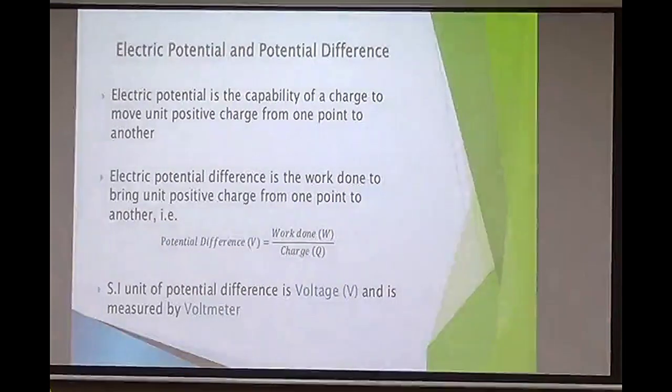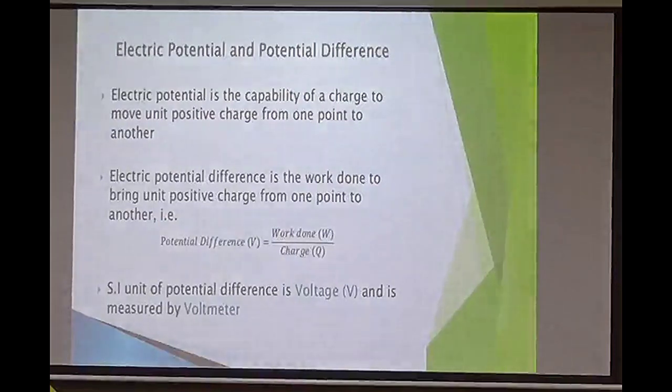When we consider electric potential difference, it is the work done to bring a unit positive charge from one point to another. So if I write its formula, potential difference is denoted by the symbol capital V and it is given by work done capital W divided by charge capital Q. The SI unit of potential difference is the volt. It is measured by an instrument called a voltmeter. Let's discuss it once again.